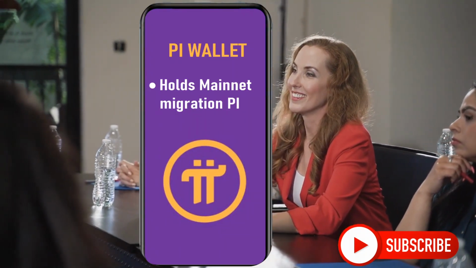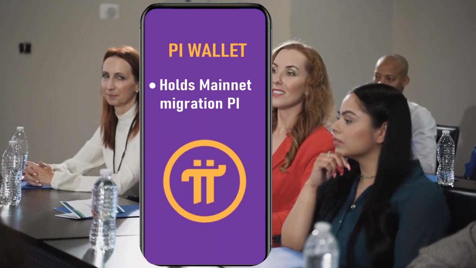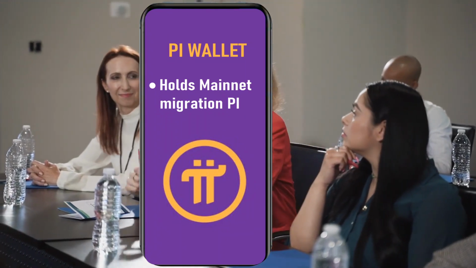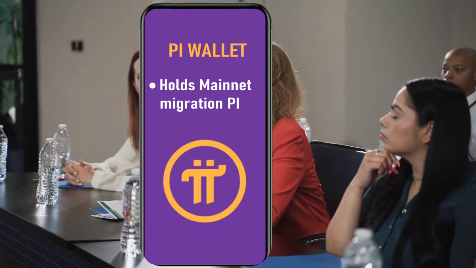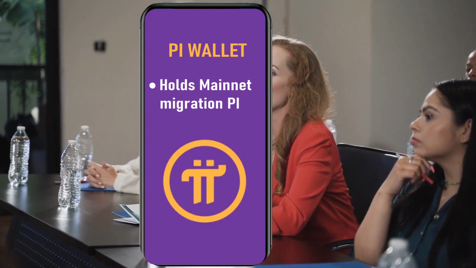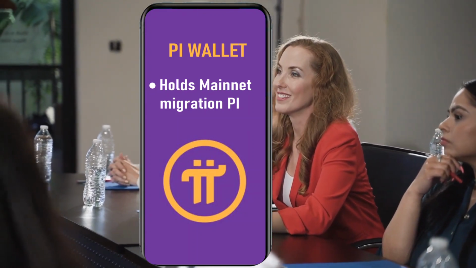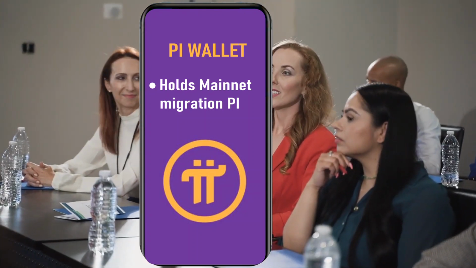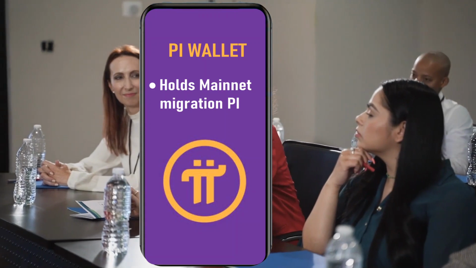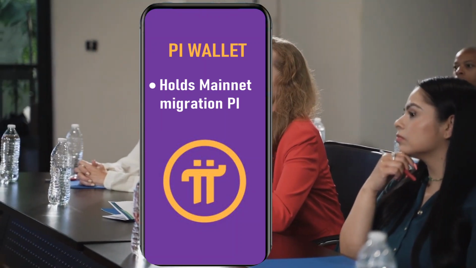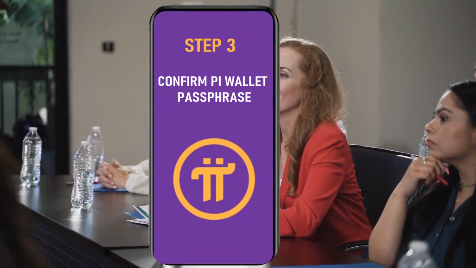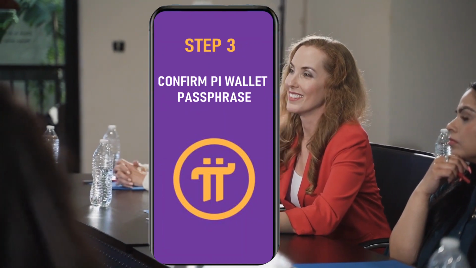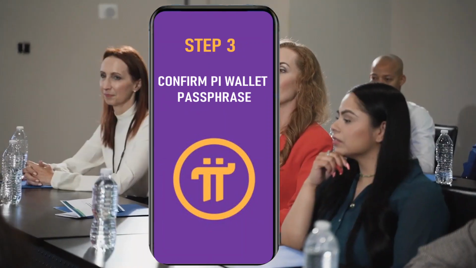Step 2, which is the Pi wallet, you will definitely need to create a Pi wallet. And you can only do this from the Pi browser. The Pi wallet is equally important because it holds the migrated Pi which is transferred after you have completed the KYC. Step 3. After you have created the Pi wallet, you will need to confirm the wallet.